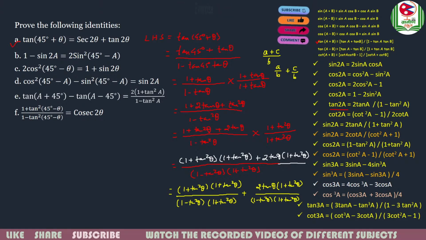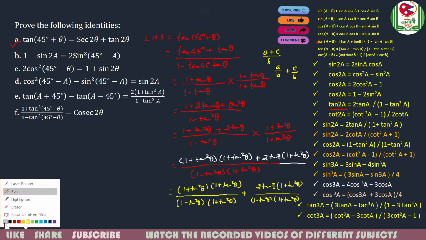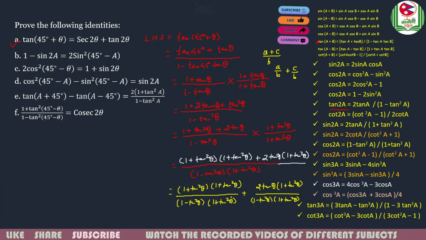And now what will we do? Here 1 plus tan square theta and 1 plus tan square theta cancel out. Again 1 plus tan square theta and 1 plus tan square theta cancel out. So what will be remaining? The remaining portion will be (1 plus tan square theta) upon (1 minus tan square theta), plus 2 tan theta upon 1 minus tan square theta.